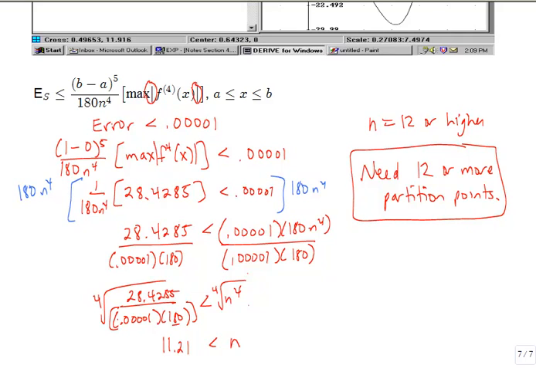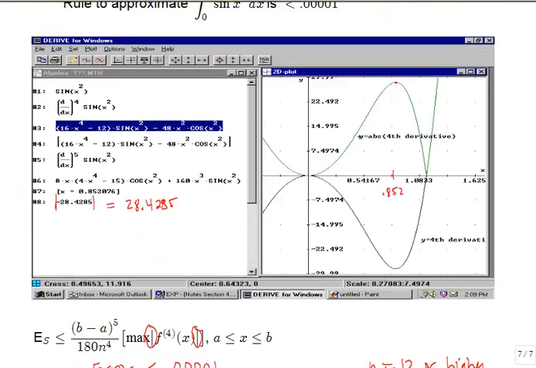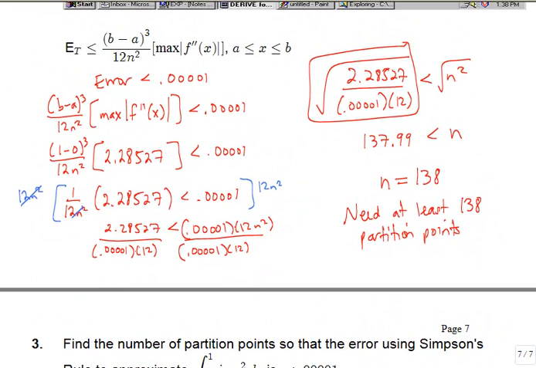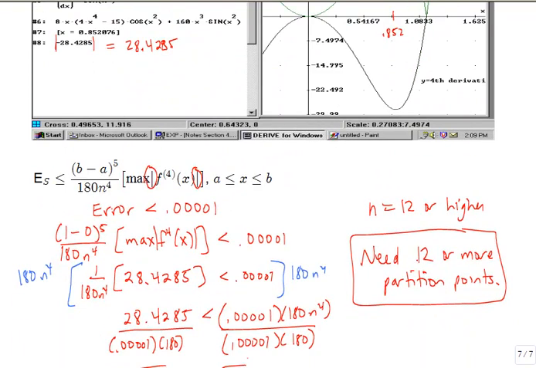Now think about that for a moment. When we were doing this, we used the exact same integral and error as we did in the last problem. But when we did trapezoidal rule, we needed 138 partition points. That's a lot. Versus Simpson's rule, which only requires 12 partition points to get the desired accuracy. So that's proof that Simpson's rule is going to give you a much more accurate answer faster than the trapezoidal rule will. Typically we prefer to use Simpson's rule if we have a choice because it's going to give us a better approximation.